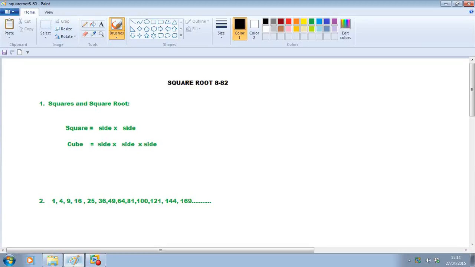Welcome to the next lesson on square roots. So, squares and square roots. What is a square? Again, we are repeating the difference.